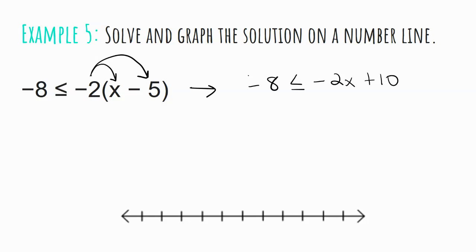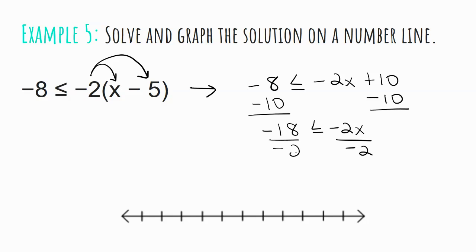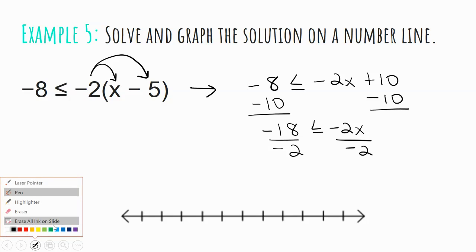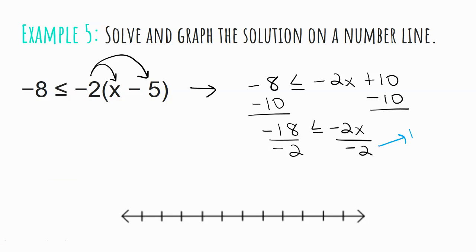Now I've simplified the right-hand side and I can solve my inequality. So I'm going to subtract 10. Now, don't let this confuse you. What this is, negative 8 minus 10, which is going to be negative 18, is less than or equal to negative 2x. Now, I need to divide both sides by negative 2. Uh-oh. I'm dividing by a negative. Remember what that means? That means flip the sign.